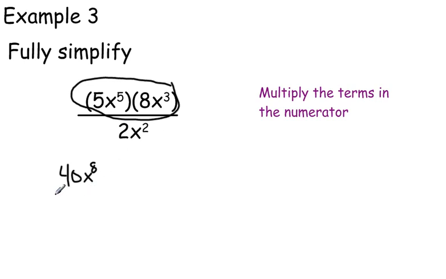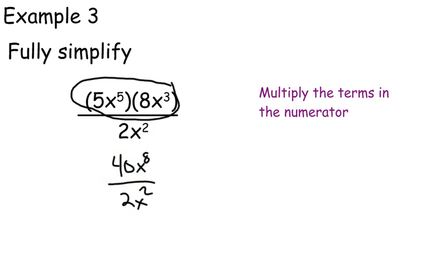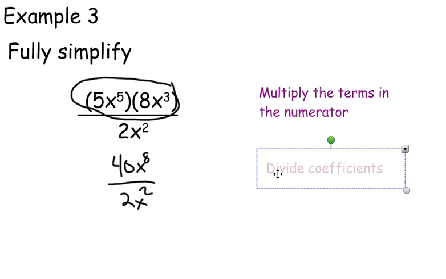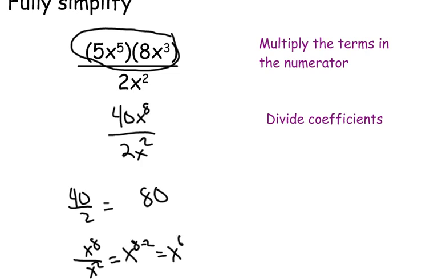And then I'm just going to bring down the divide by 2x squared. So now this is just a division problem. So let's go ahead and follow our division steps. Our division steps say to divide the coefficients. So that's going to be 40 divided by 2. And that's going to give us 80. And then we're going to do x to the 8th divided by x squared, and that's going to be x to the 8 minus 2, which is x to the 6th.